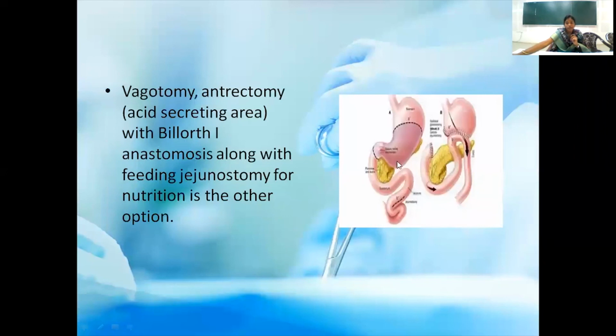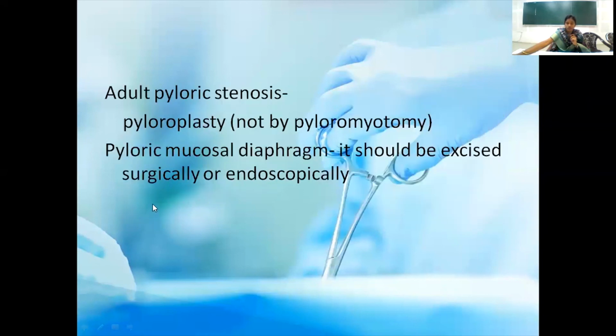In case of malignancy, a resectional procedure has to be added like antrectomy, that is, the acid secreting area should be removed with vagotomy, and Billroth 1 anastomosis, like gastroduodenal anastomosis, along with feeding jejunostomy for nutrition is another option.